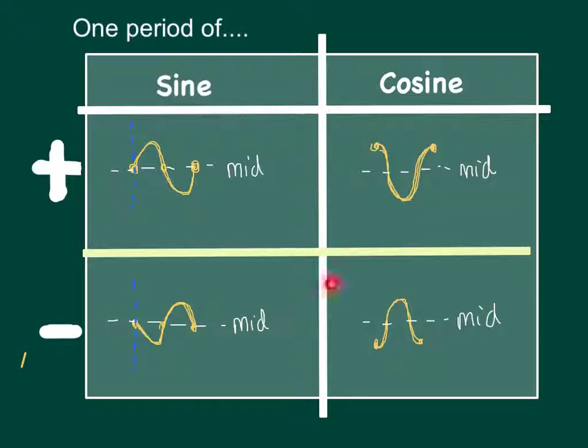With cosine, we'll start our period at a max, go down to a min, and back to a max if we have a positive in front of the amplitude. And we will start at a min, go up to the max, then back down to the minimum when we have a negative. So they're really just doing the opposite of what they were doing before, which is really what a negative sign means: just do the opposite.